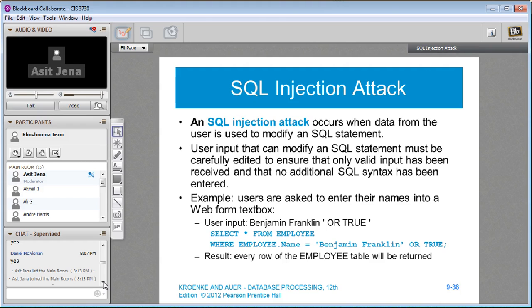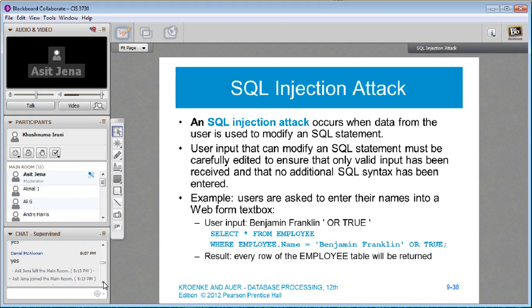I think if you are in software, you will probably have heard of the SQL injection attack. A SQL injection attack occurs when the data from the user is used to modify a SQL statement. User input that can modify a SQL statement must be carefully edited to make sure only valid input has been received and no additional SQL syntax has been entered.